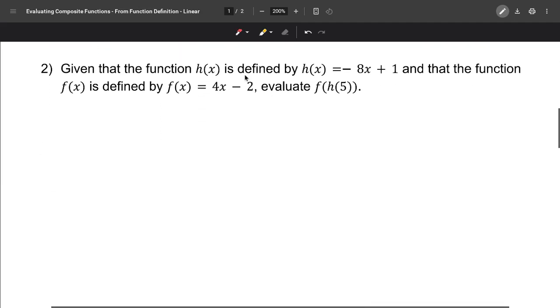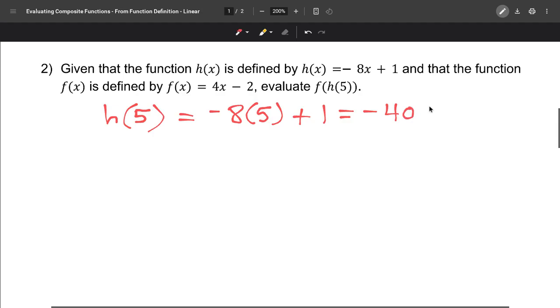In problem 2, we've got the function h of x that's defined by negative 8x plus 1. And the function f of x, which is defined by f of x equals 4x minus 2. We're going to evaluate f of h of 5. So let's find h of 5 first. So h of 5 is going to be negative 8 times 5 plus 1. Negative 8 times 5 is negative 40. So it's going to be negative 40 plus 1, which is going to equal negative 39.